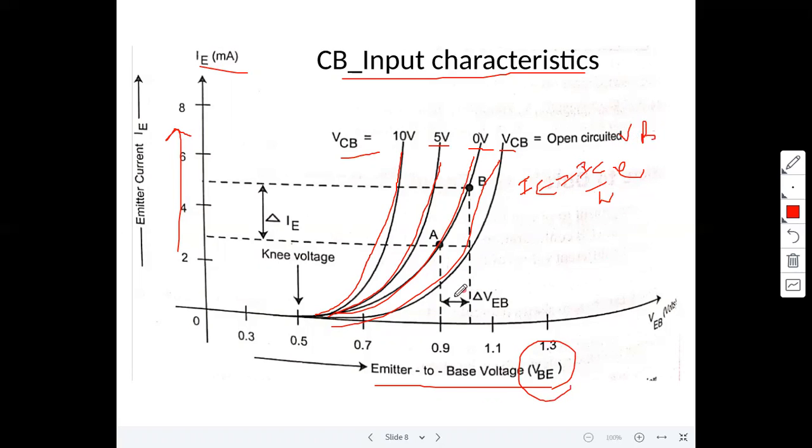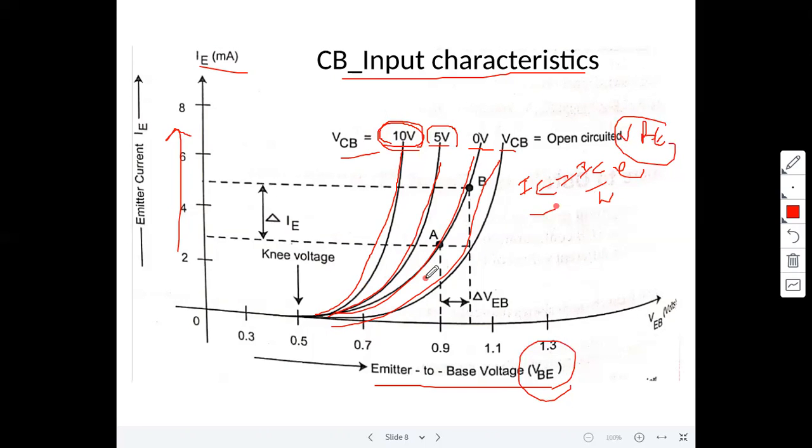Now here this VBE changes as VCB changes. Observe here VCB 0 volts, VCB 5 volts, VCB 10 volts. As VCB changes, VBE also changes, right? As VBE changes, IB also changes. Like that you are getting different curves.